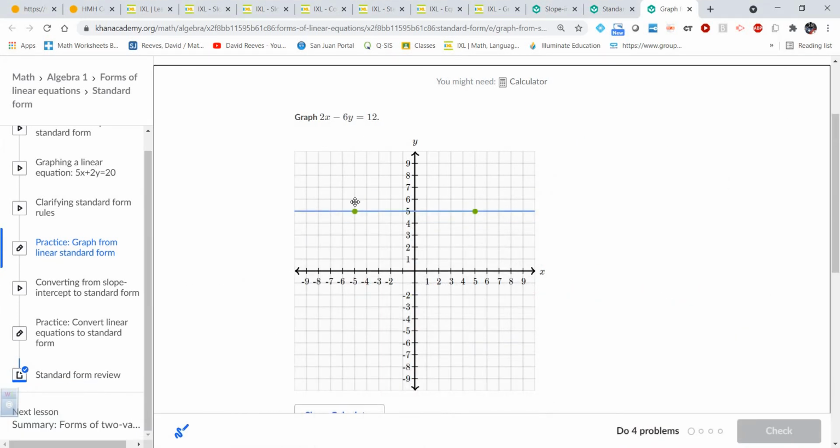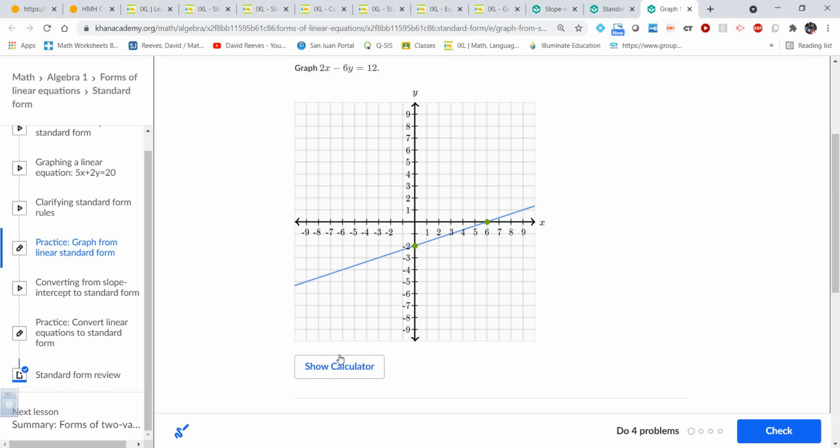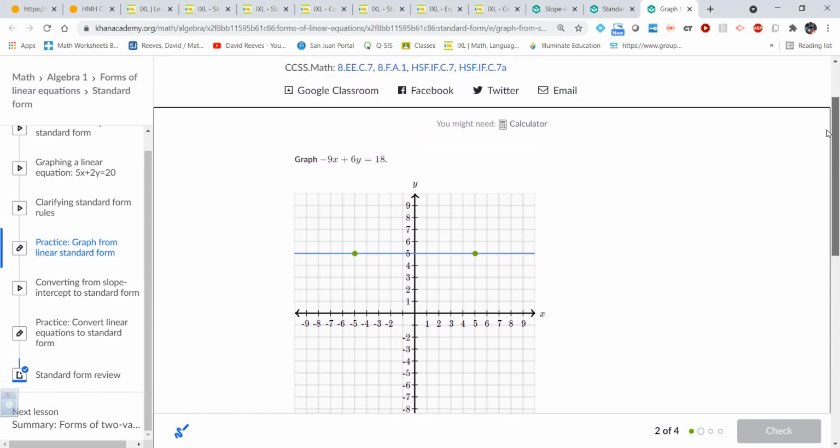Once I have those 2 points, again, I can graph the line. Negative 2 for my y-intercept, 6 for my x-intercept. Those are 2 values that make that equation true. The rest of the values that make that equation true are on that line. All right, let's do one more. Last one we're going to do here.